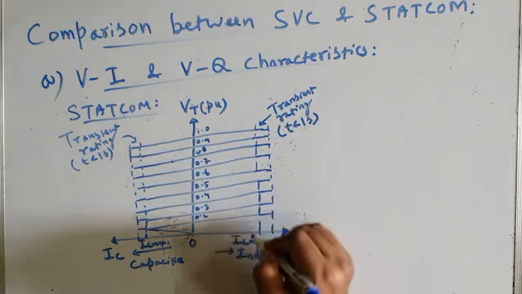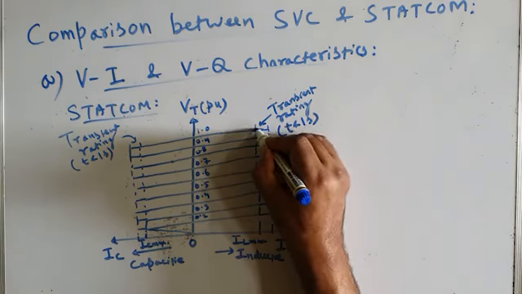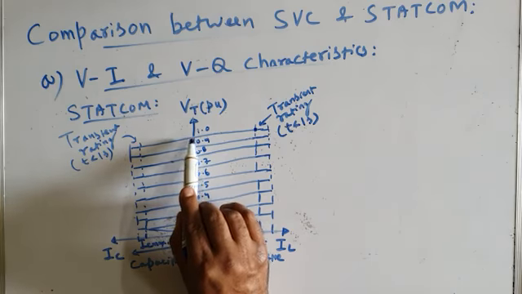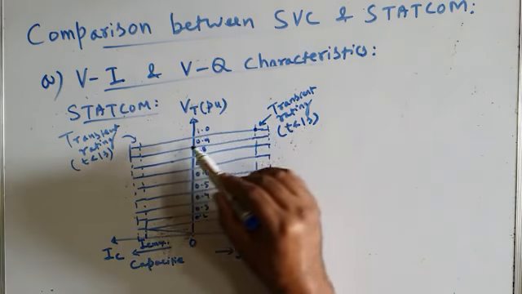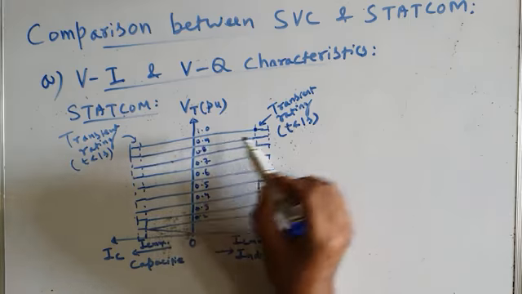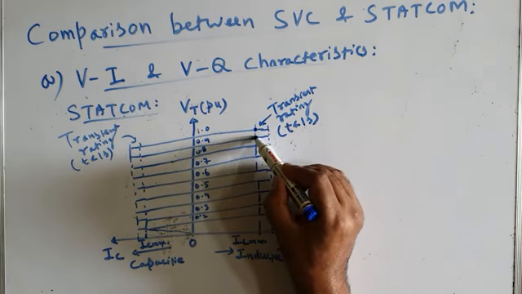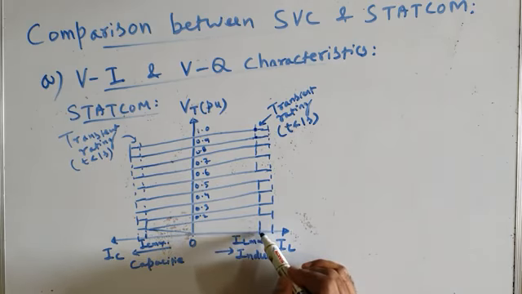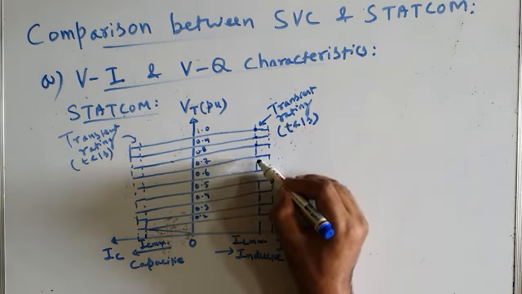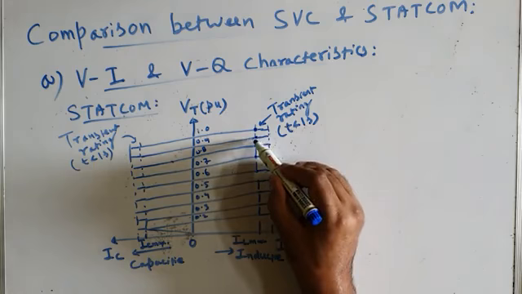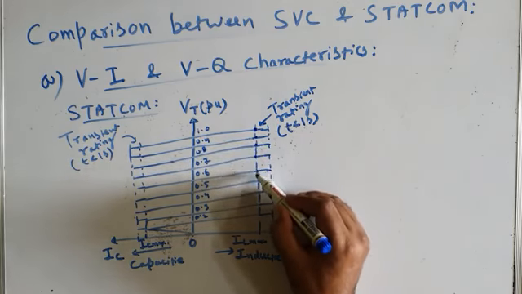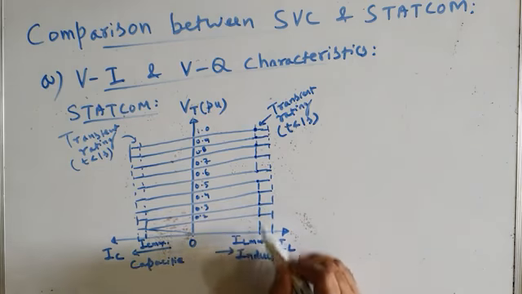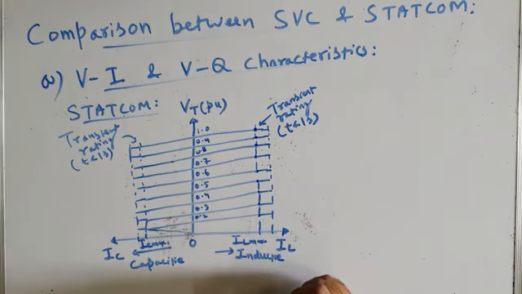For example, what is the maximum current? This is maximum inductive current, and it's at a bus voltage of 1 per unit. You can see, if the bus voltage drops from 1 per unit to 0.9 per unit, what happens to the current? It still remains IL max. Similarly, as the voltage goes on decreasing from 0.9 to 0.8, 0.7, 0.6, 0.5, 0.4, 0.3, 0.2 and so on, the current does not change, current remains the same.